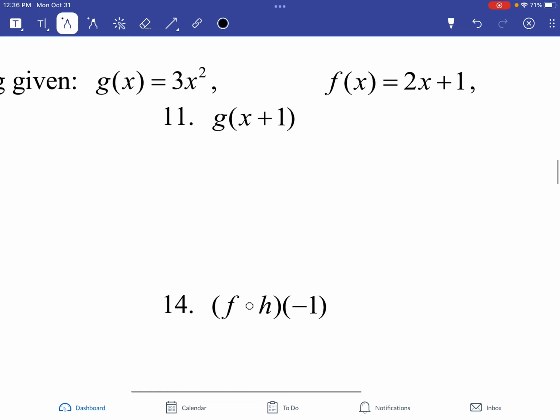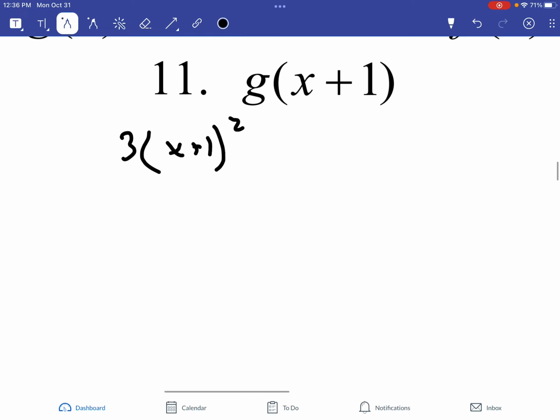Next, we're putting x plus 1 in for the x of the g function. So it's going to look like this. 3 times x plus 1, squared. Now in order to do this, we have to square the x plus 1 first, which is the same thing as getting rid of the squared and multiplying it times itself. We have to do that part first. That would be the best idea.